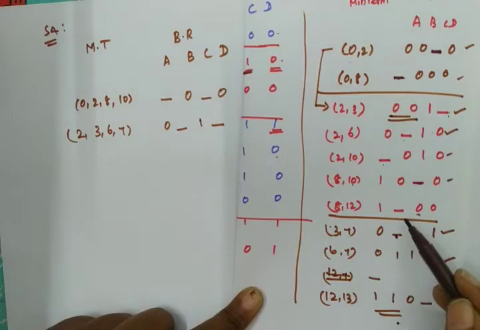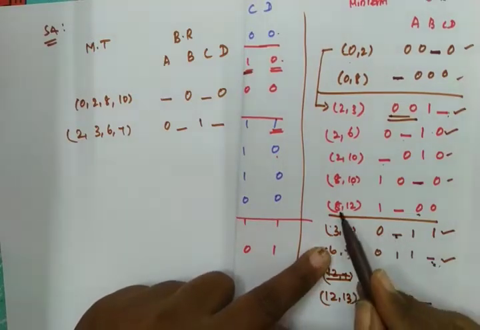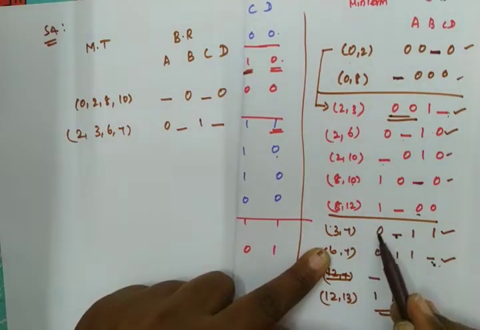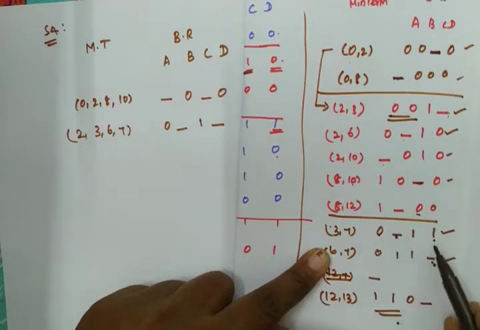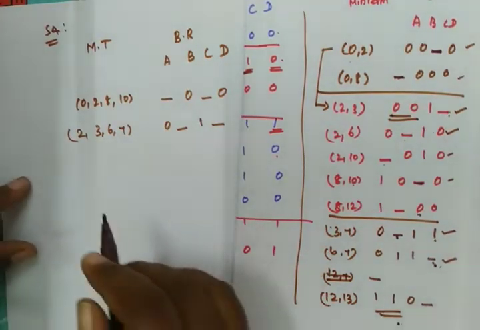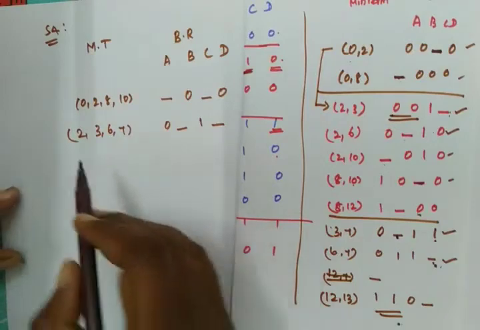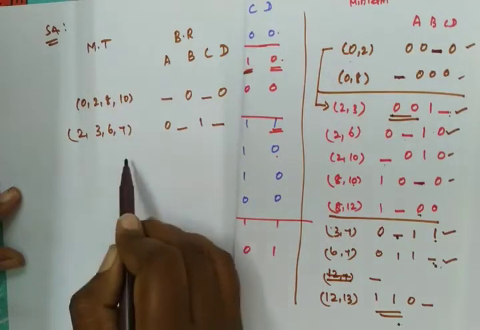8, 12, we have a dash in the second bit, but we cannot compare this. We have 1 bit change, 2 bit change, 3 bit change, so it is not possible. So finally we are getting these minterms as 0 to 8, 10 and 2, 3, 6, 7.